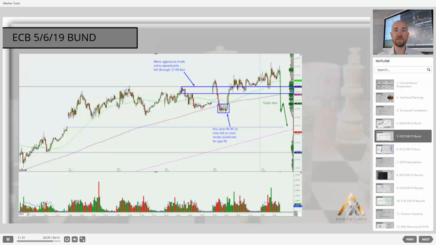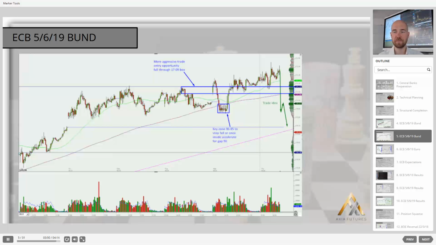Of course, the result of the decision could take that away completely. If it's something extremely dovish, then there's no opportunity there. And that's why the expectations are also going to matter. But in the event of nothing overtly dovish, this is a very clear opportunity that could become available in the Bund.